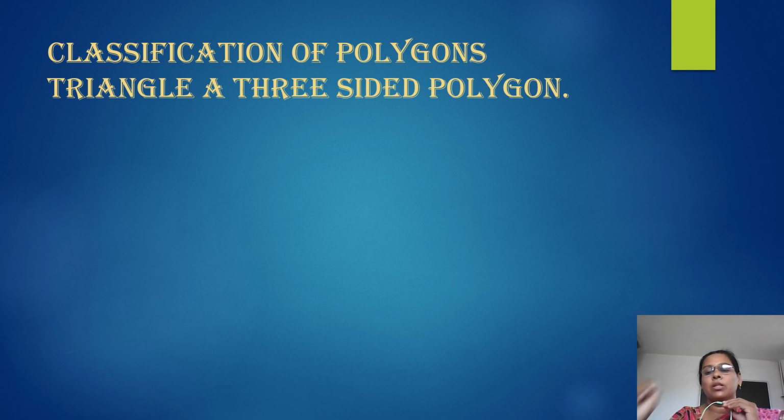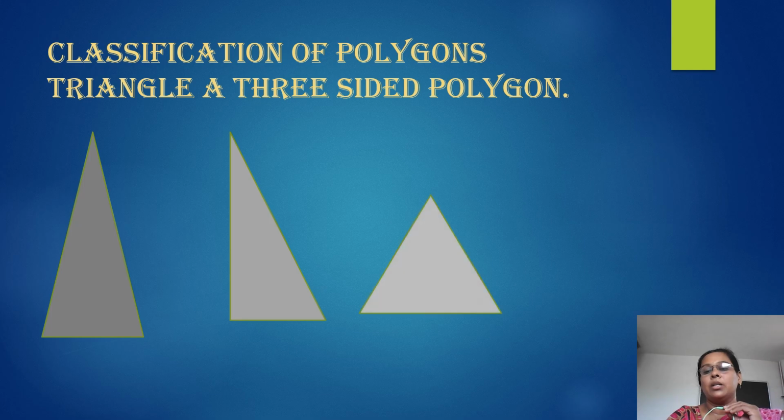Now, classification of polygons according to their sides. In the definition of polygons, it is given that it is a closed figure, and to make a closed figure we need a minimum of 3 sides. That's why classification of polygons starts from 3-sided polygons, which are called triangles. 3-sided polygons are triangles. See the different triangles.